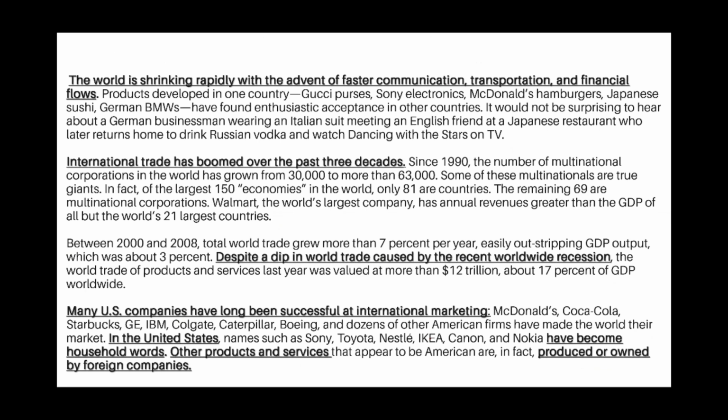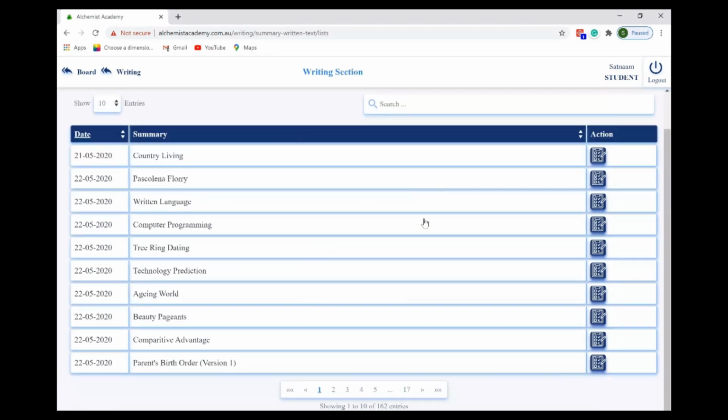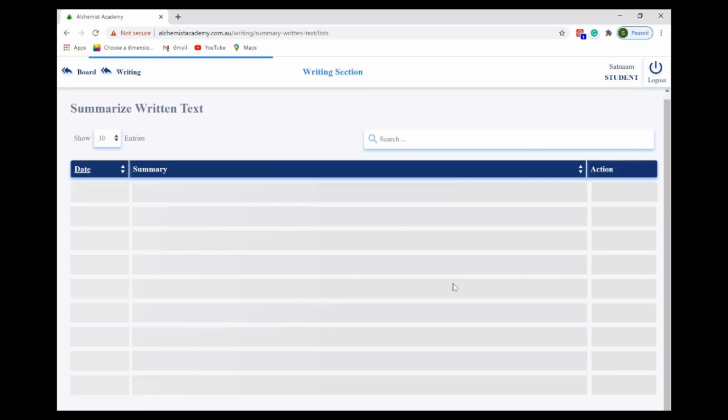Highlighted, isn't it? So this one looks a bit messed up, but this is a bit clearer version. All right, let's get into our AI software now, the Alchemist software. So we finished discussing this question. Now let's get into the summarized written text over here. Let's get into the summary. As you can see, I have about 162 real exam questions, all evaluatable by the AI.